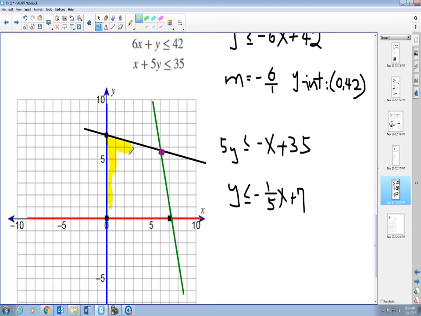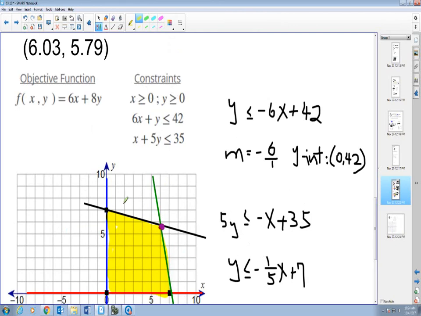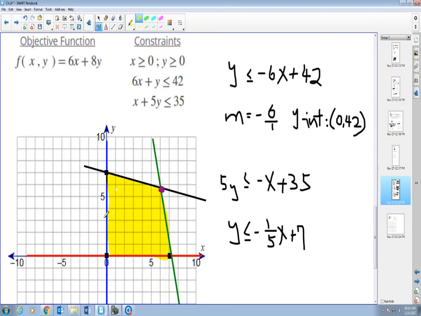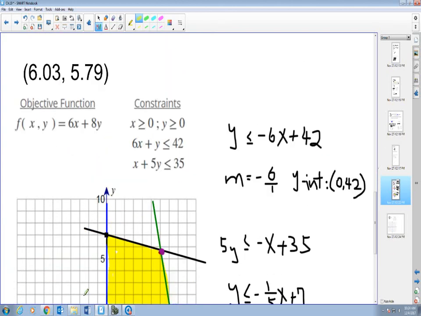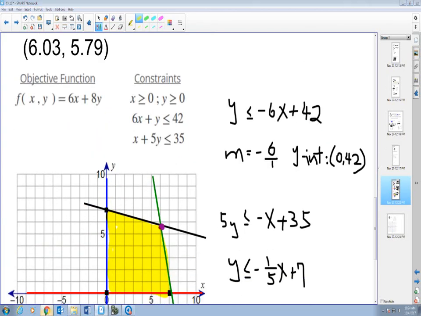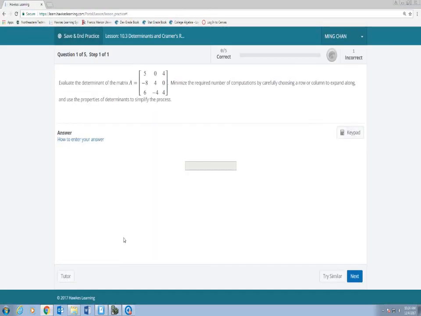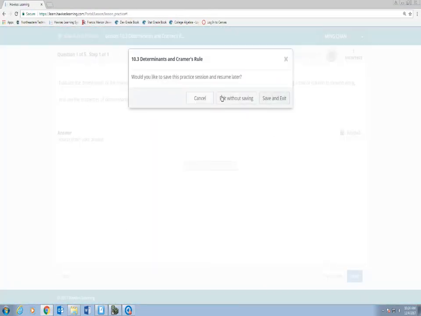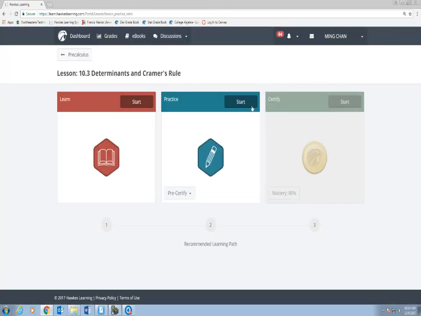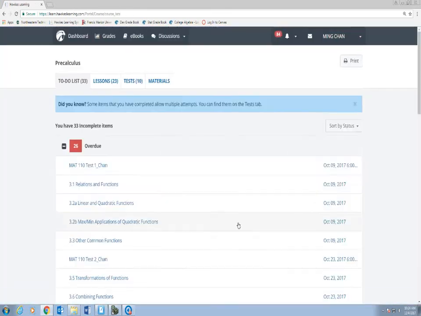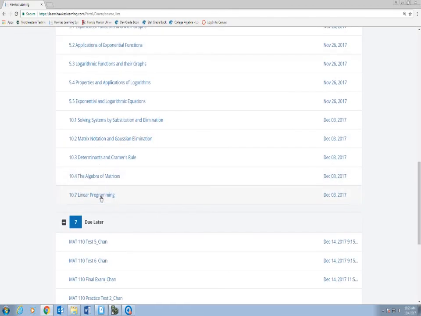Okay. Now, the points of intersection. So I've got 4 corners here. Okay. So what I'm going to do is test every one of these corners. Substitute these coordinates into my objective function and see which one is the largest, which one is the smallest. And that will tell me my maximum and minimum. Alright. So let's try one on the homework, just to see exactly how they go about doing this.